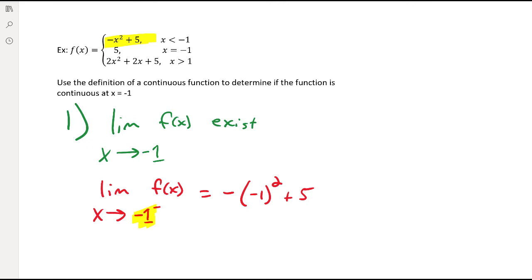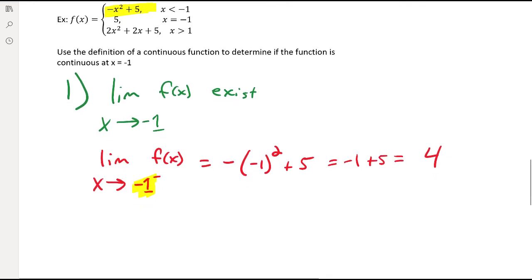All right, what does that give us? So a -1 squared is a positive 1 times negative is a -1 plus 5, which gives us a positive 4. So the limit as x approaches -1 from the left is a positive 4. Well, what about the limit as x approaches -1 from the right? Okay, the limit as x approaches -1 from the right.